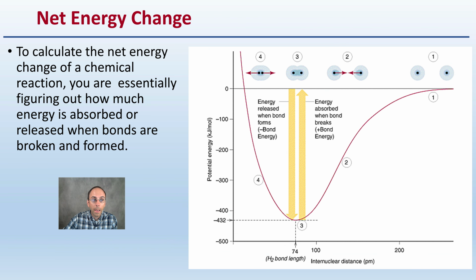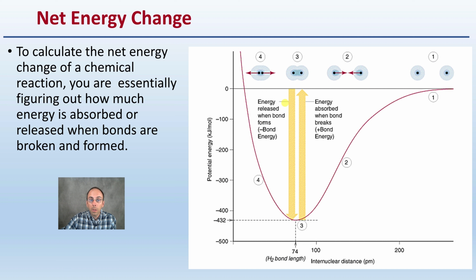So when we're looking at net energy change, to calculate the total net energy change of a chemical reaction, you're essentially figuring out how much energy is absorbed or released when bonds are broken and formed. So again, it's going to be this changing of molecules, this breaking of bonds, this forming of bonds. Energy is released when a bond forms, and energy is absorbed when a bond breaks.